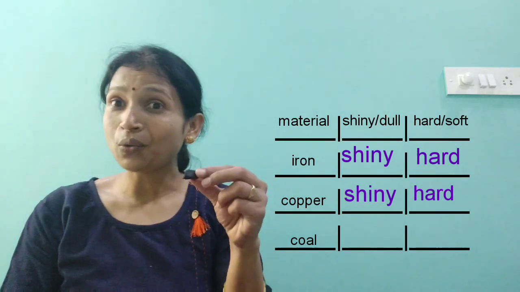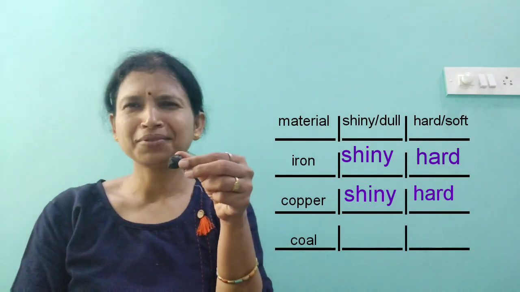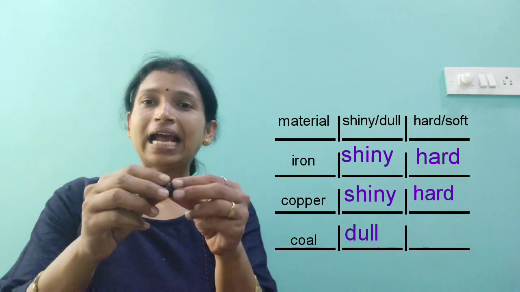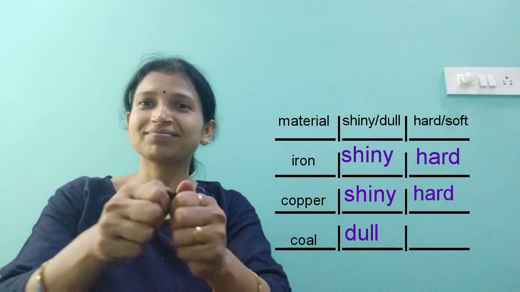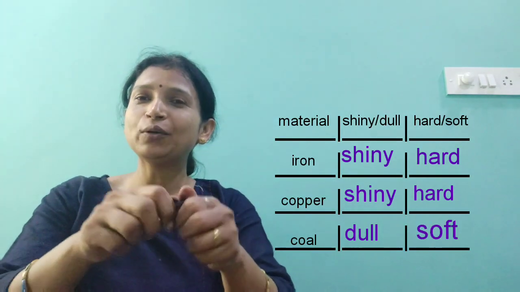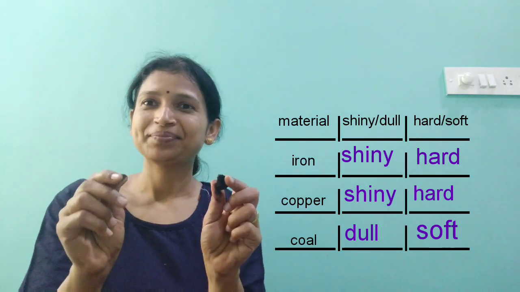Now, this is the coal. Is it shiny? No, it looks dull. And if I put pressure on it, then it will break into pieces. So from this activity, the conclusion is metals are hard and lustrous, non-metals are soft and dull.